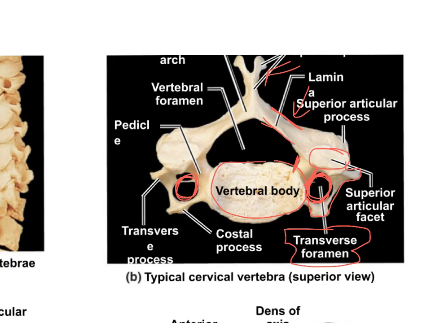A couple of things to note: it's the smallest of all the vertebrae, so you know that it's a cervical. You do have to identify, is this a cervical, a thoracic, or a lumbar vertebra? You do have to identify that. Another clue is that the spinous process is forked. It's bifid, and we don't see that in any other level.